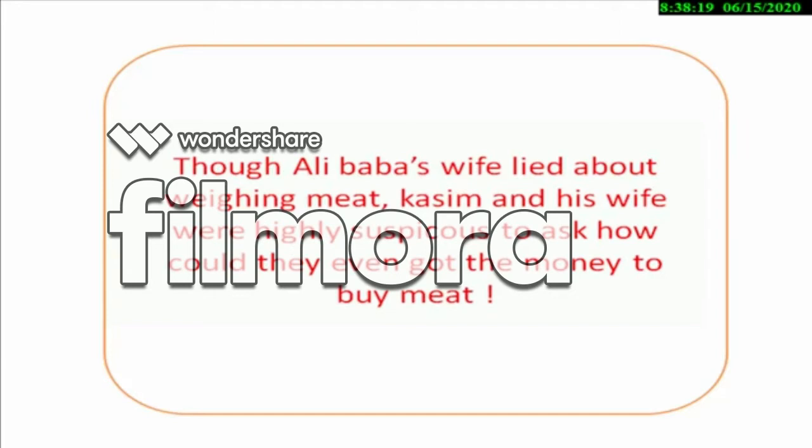Ali Baba's wife lied about weighing, to lie is a verb infinitive, but lied here in the past we add ed, we add d. Lied about weighing meat, comma, Qasim and his wife were highly suspicious.